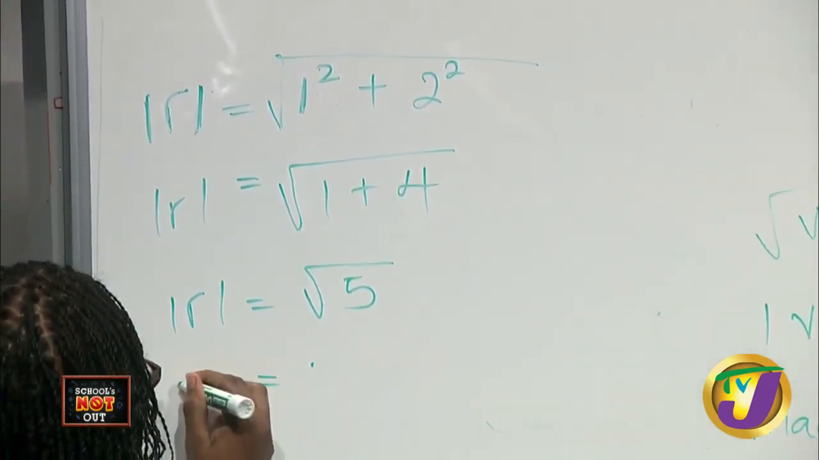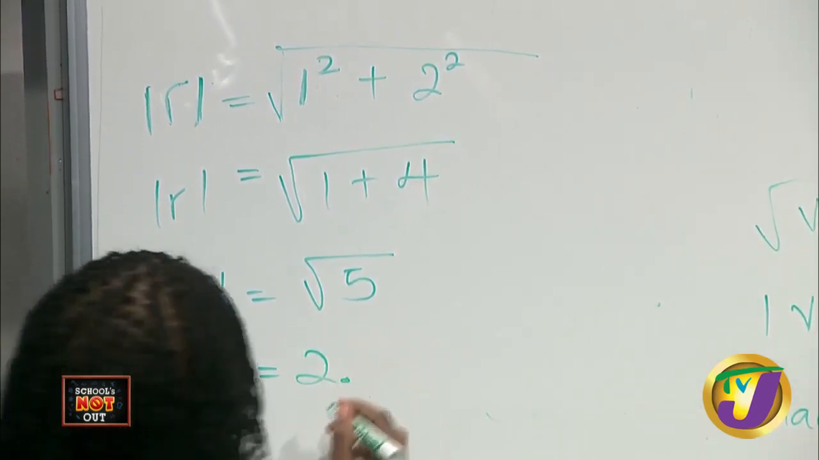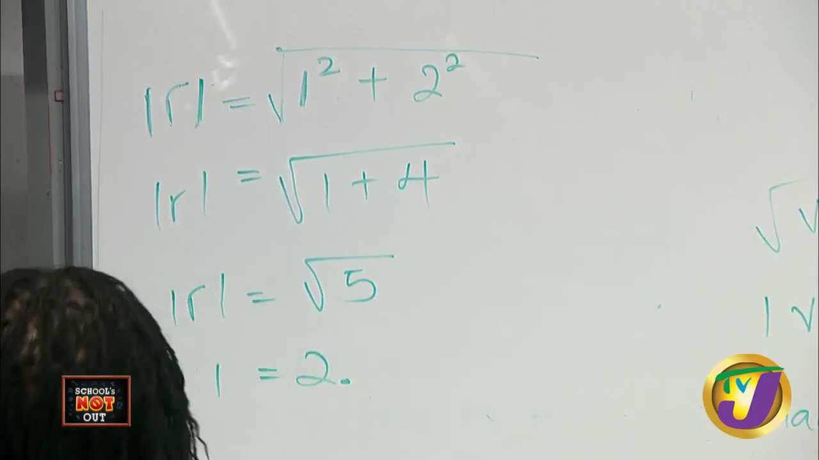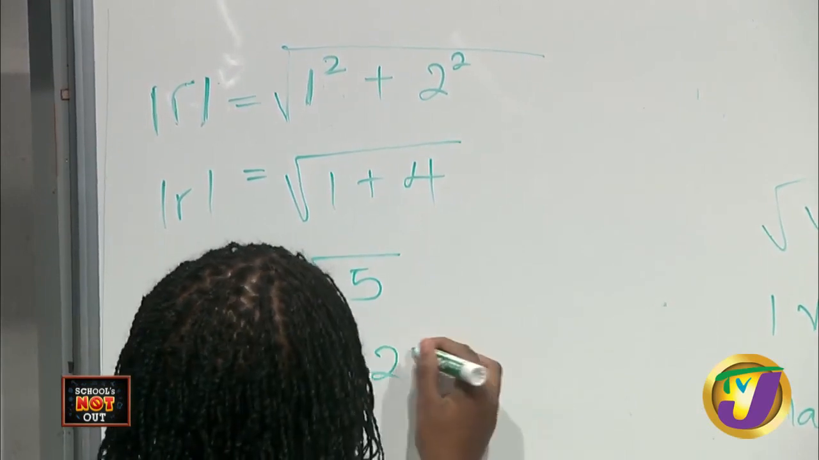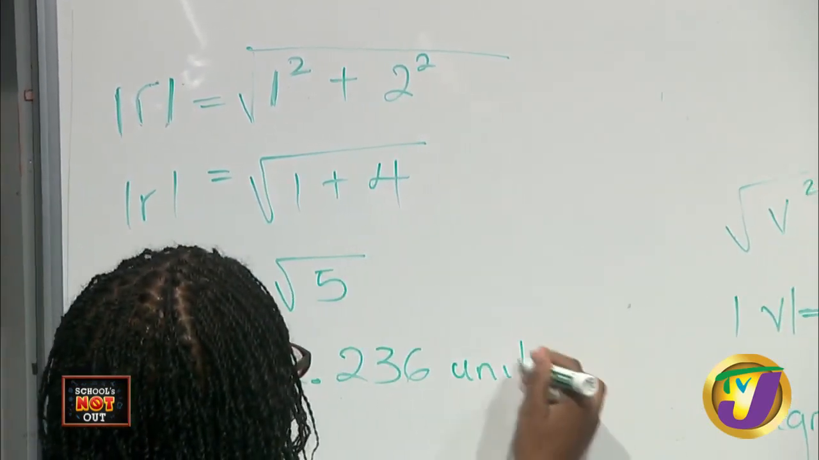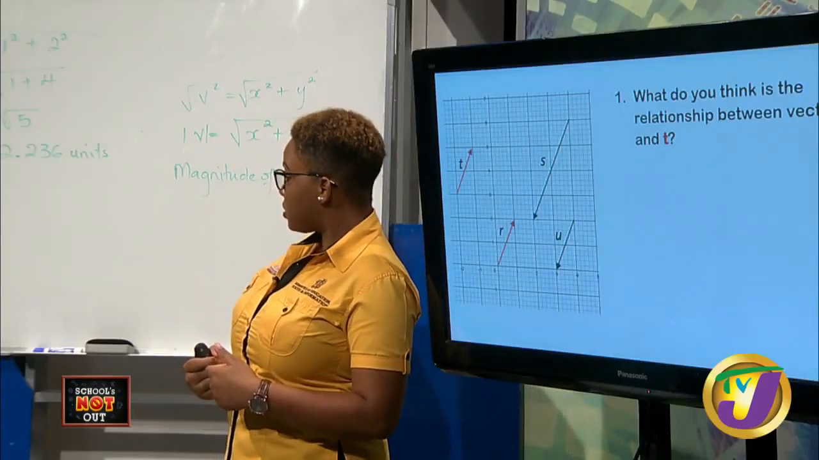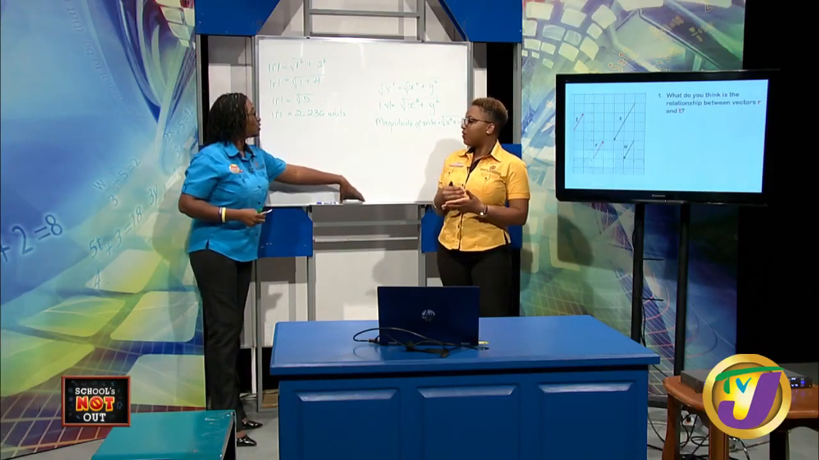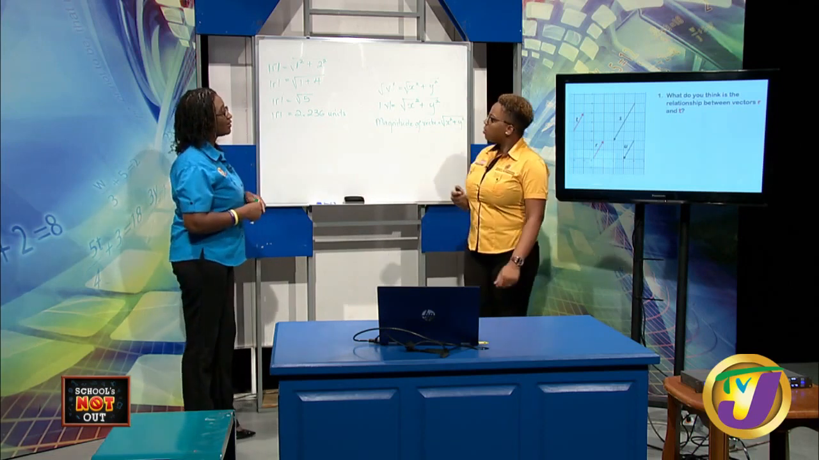Or it could be 2.23, I think. Yes, the modulus of R would be 2.236, and I'm putting it to 3 decimal places, with units. Just to note, if you were not given a particular unit, when determining the magnitude of a vector, we still have to say units. So we say units, right?